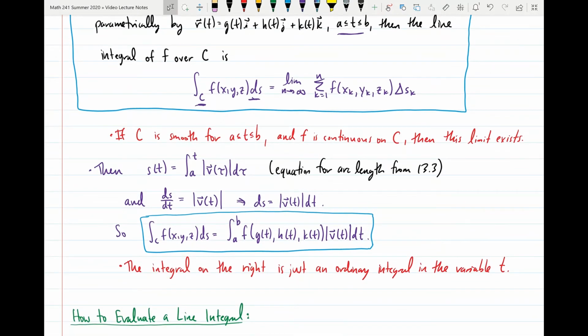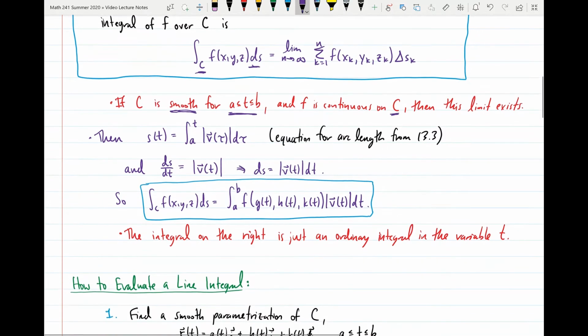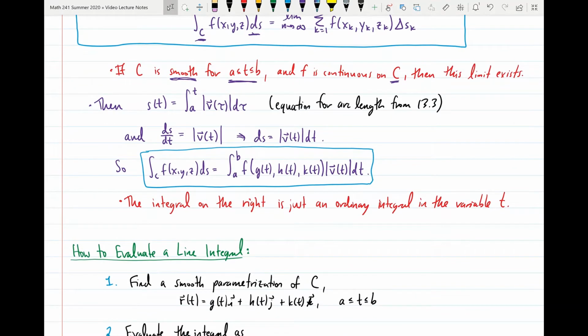So if C is a smooth curve, meaning that the derivative exists and is not equal to 0 anywhere along the parameterization, so from t equals a to t equals b, and if f is continuous on the curve C, then this limit exists.